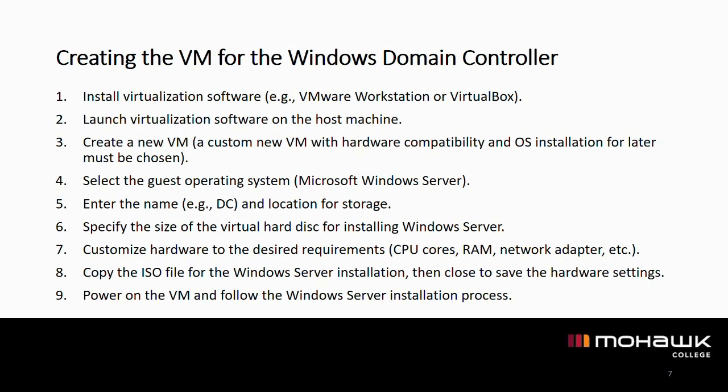Creating the virtual machine for the Windows Domain Controller. We start by creating the virtual machine for the Windows Domain Controller on the physical host machine. At first, we have to install virtualization software. I prefer VMware Workstation or VirtualBox. Then we have to launch the virtualization software on the host machine.